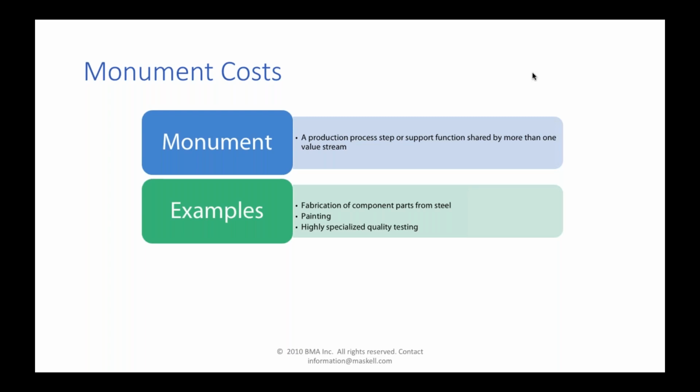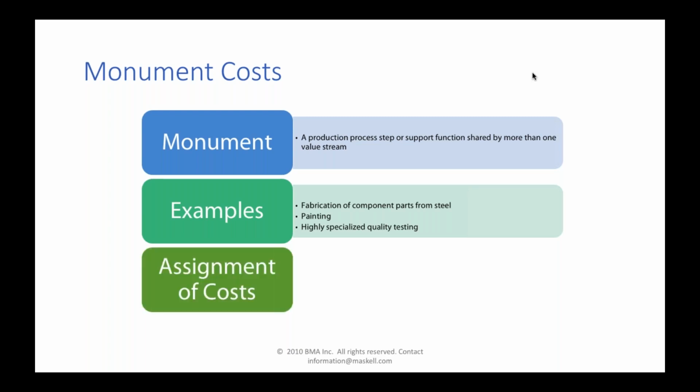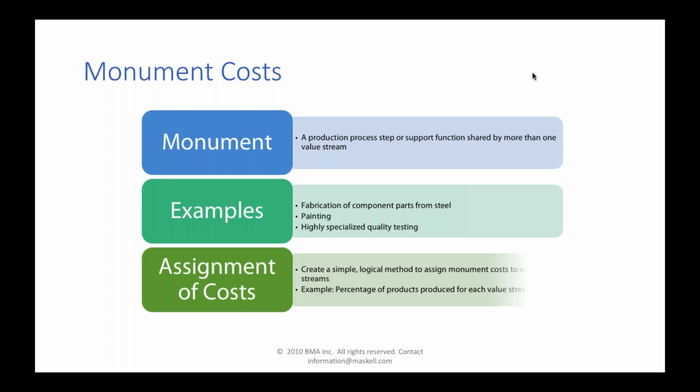Another example, which is more of a support function, might be highly specialized quality testing. Maybe because of your products, the skill level required to do the quality testing is very high. For example, a production operator may not be able to do the test. In that case, quality testing may be a monument. So this is when we talked about minimize allocations.